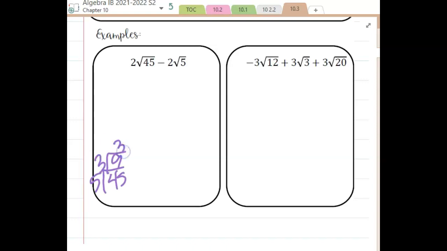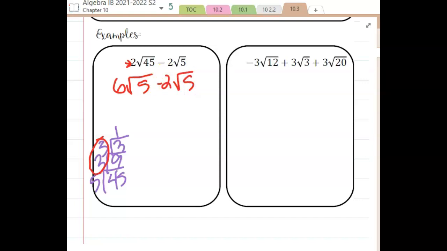9 divided by 3 is 3. Add another layer, divide out another 3, and there we go. So you can see here that I do have a pair of 3's, but guys, this is going to be super important. Remember the number on the outside, that 2, right? You have to take 2 times 3, which is 6, and what's left on the inside? The 5. So 6 square roots of 5 minus 2 square roots of 5.